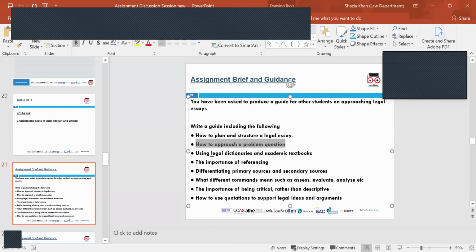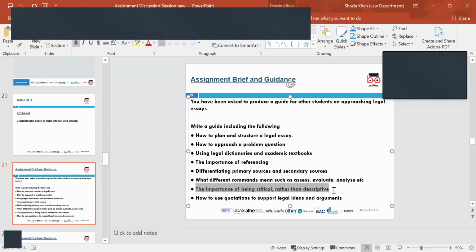Using legal dictionaries and academic textbooks, talk about them. The importance of referencing, so you would look at Harvard referencing and OSCOLA here, and why it's so important to reference your work. Differentiating primary and secondary resources. What different commands mean, such as assess and evaluate, which are command words that you need to talk about. That's in learning outcome 3.